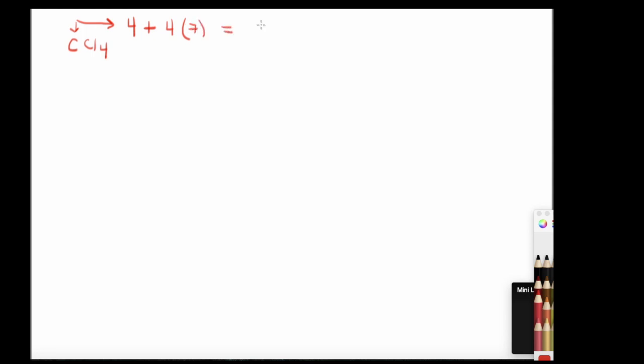So this is going to be 28 plus 4. 8 and 4 is 12, 2 carry the 1. So there's going to be a total of 32 electrons for the magic number. Okay, next, we draw the skeletal structure. We start with the central atom and we put the Cls around the central atom.